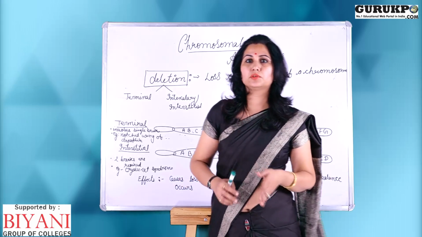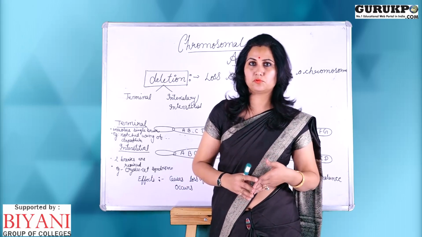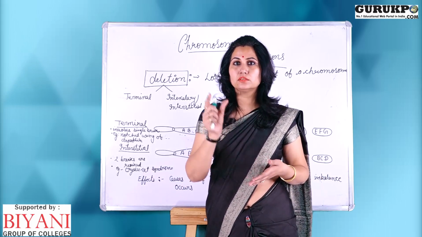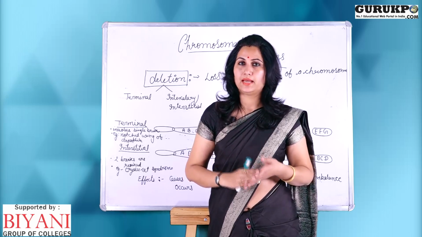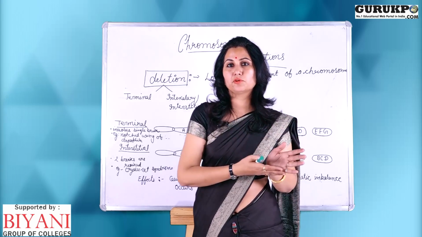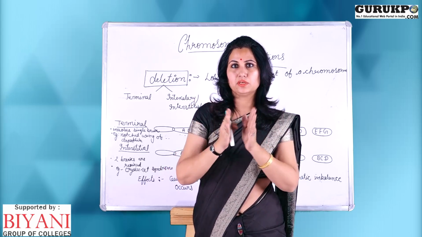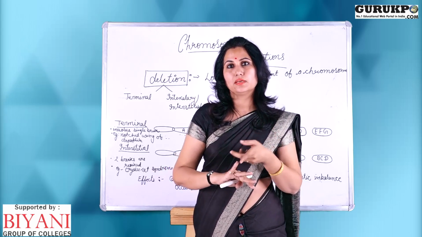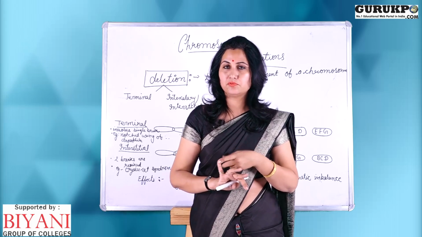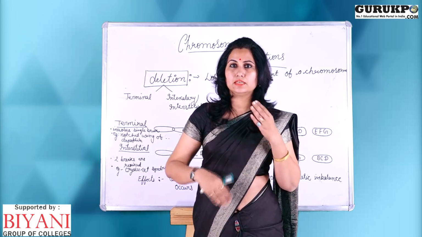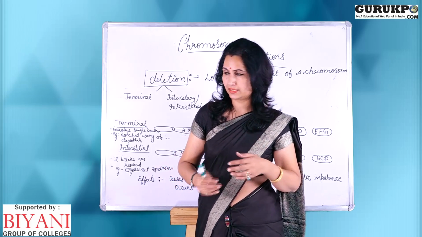So, friends, now we are going to discuss the deletion type of chromosomal aberration. Deletion is the loss of some particular segment in a chromosome, and it may occur at the terminal area of a chromosome, or it may occur in between, in any of the arms of the chromosome. That is known as the interstitial or intercalary type of deletion process. I will illustrate with the help of a diagram.